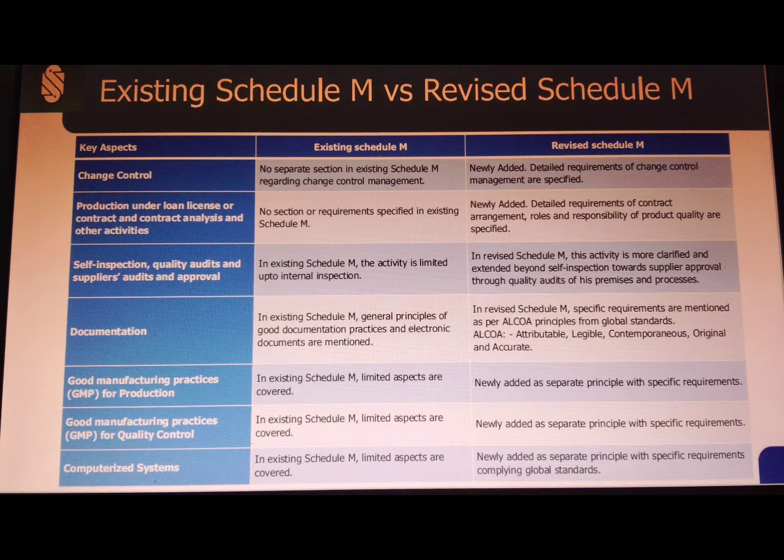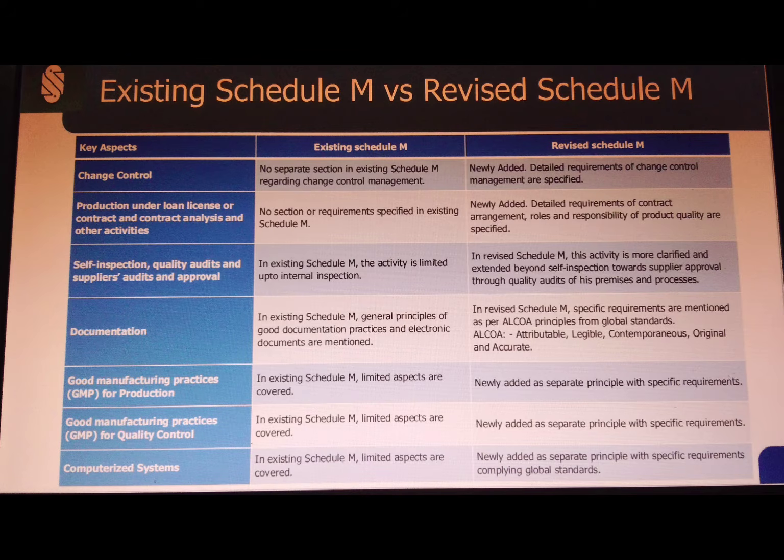Change control. No separate section in existing Schedule M regarding change control management. On the other hand, in the revised Schedule M, newly added detailed requirement of change control management are specified.